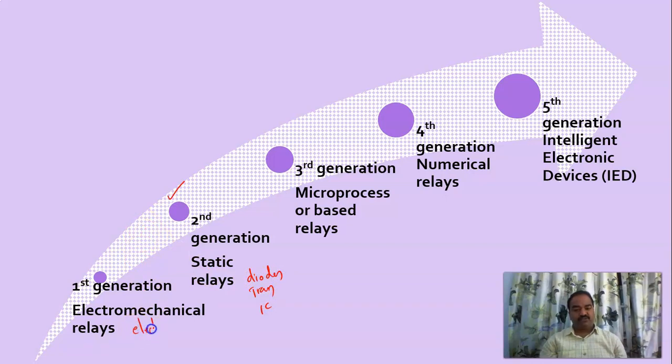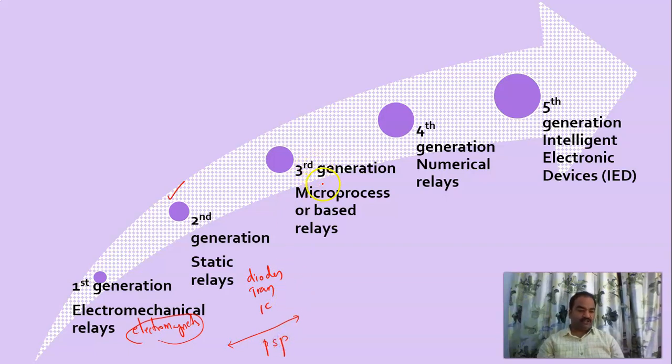The first generation relays employ electromagnets and moving parts, as you might have studied in your machines, like armature, fields, poles, magnetic poles, etc. So they use these things. And next came the second generation. I think these two are covered in your PSP.